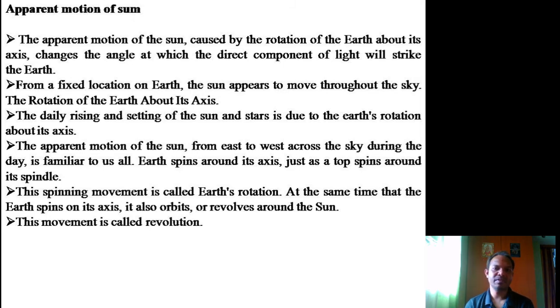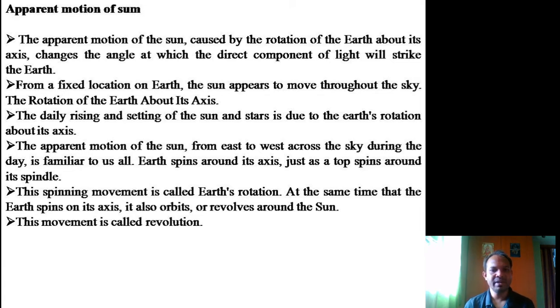Now the apparent motion of the sun from east to west across the sky during the day is familiar to all of us. But the Earth spins around its own axis just as a top spins around its spindle. It is just spinning like a top which rotates. Even if you take a ball, it will be rotating about its own axis, but if you want a better example, you can take a top. When you put a top down, there is a needle end at a particular point, and it will be rotating about its own axis. Even if it falls or bends here and there, it still rotates about that point of axis. That is what he meant to say over here.